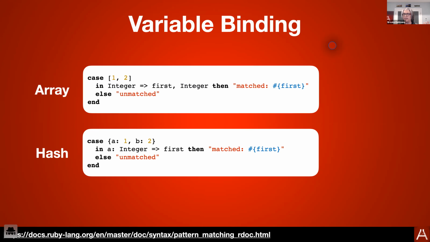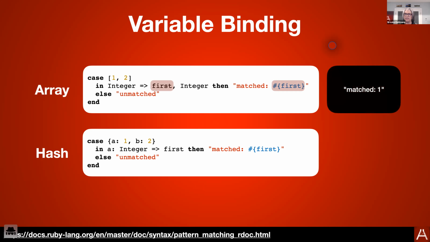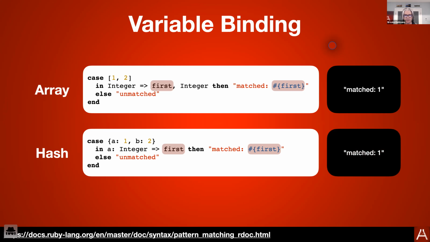I've been kind of hinting at this and dancing around this, but let's actually dive into it a little bit more. So one of the cool things is if we want to match, in this case, in the array, an integer, we can actually give that integer a name. And now we have a local variable first, which we can then use and print out later. So in this case, it's going to give us matched number 1, right? In the case of the hash, same kind of syntax, except we have the hash key type syntax, and then we use a hash rocket to assign it to the first variable in this case. And that prints out a match result for us as well.